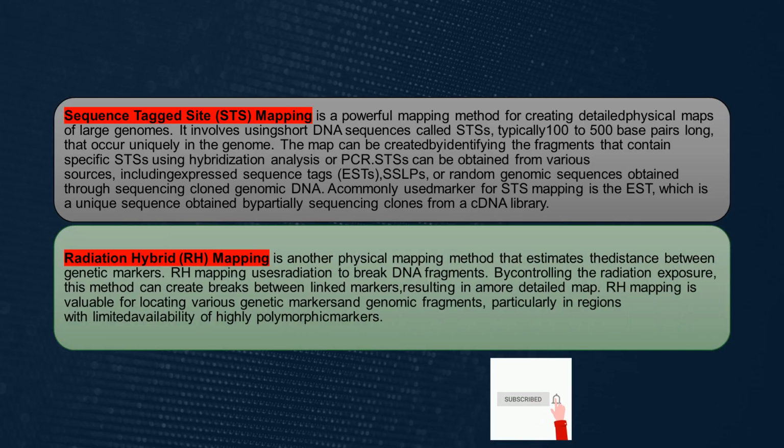Radiation hybrid, RH, mapping is another physical mapping method that estimates the distance between genetic markers. RH mapping uses radiation to break DNA fragments. By controlling the radiation exposure, this method can create breaks between linked markers, resulting in a more detailed map. RH mapping is valuable for locating various genetic markers and genomic fragments, particularly in regions with limited availability of highly polymorphic markers.